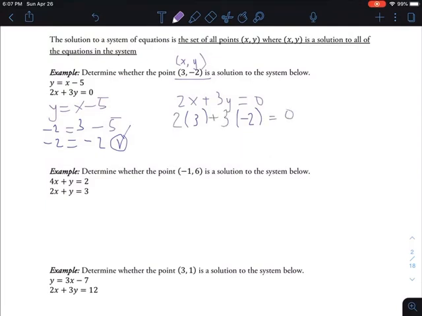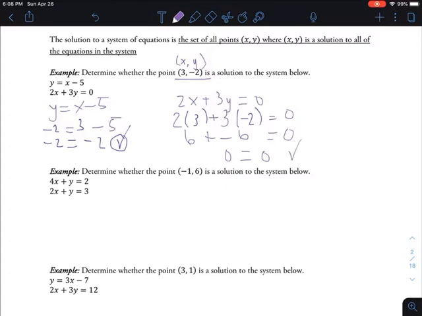Again, I'm just going to simplify the left side and simplify the right side, and we're going to see if they make sense. In the first equation, the left-hand side was just negative 2, so we left it. And now the right-hand side is just 0 in the second equation, so we leave it, right? 0 doesn't have anything to simplify, so it just stays 0. On the left-hand side, we have 2 times 3 is 6, and 3 times negative 2 is negative 6. And when you add 6 and negative 6 together, it equals 0.